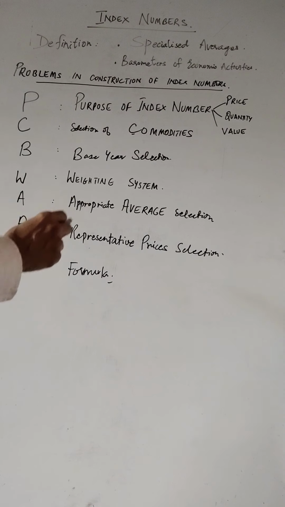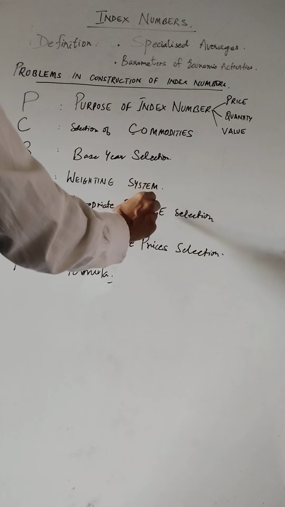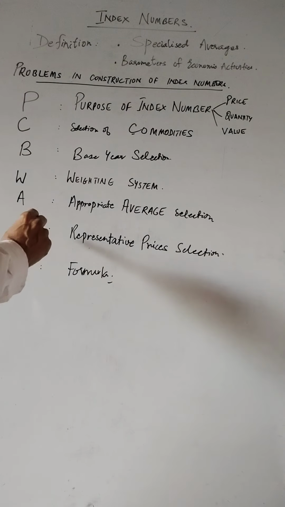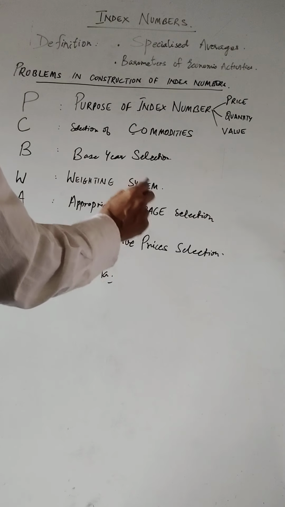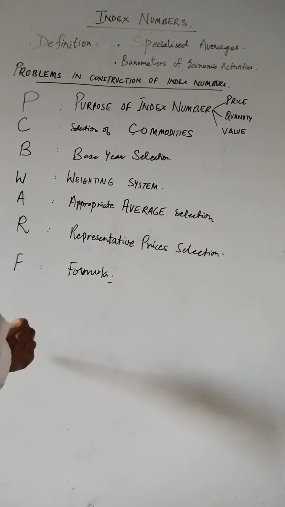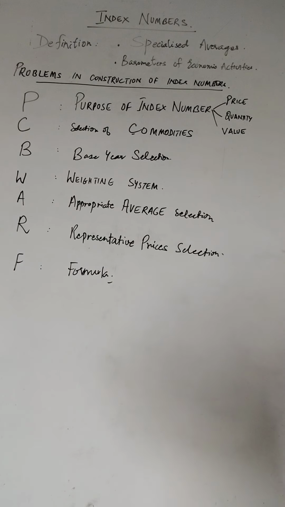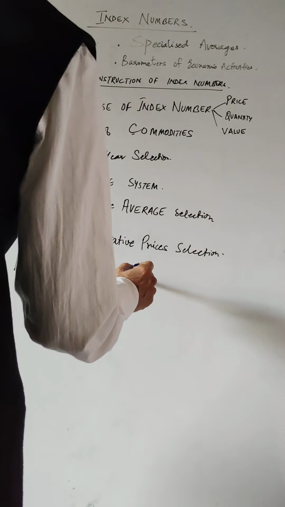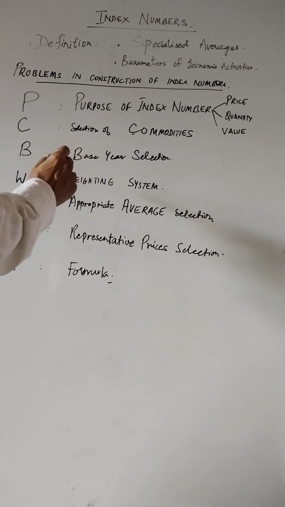A, which is the average that you're going to select? Which is an appropriate average that you're going to select? R, what are the prices that you will select? Which is the representative price that you will select? And F is for formula. Which formula will you select? Like Fisherian formula is supposed to be the most accepted one. So once again, learn it up.